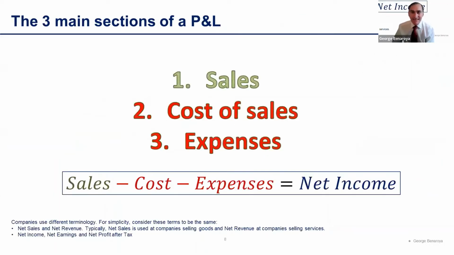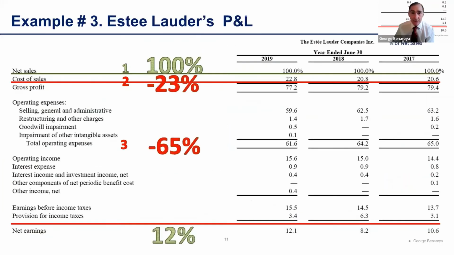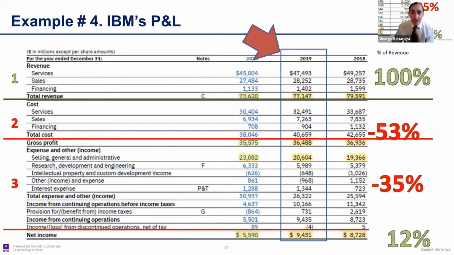And then the steps to read any P&L, 3 super easy steps, which then we will practice by looking at the profit and loss of Apple, Disney, Estee Lauder, and IBM.